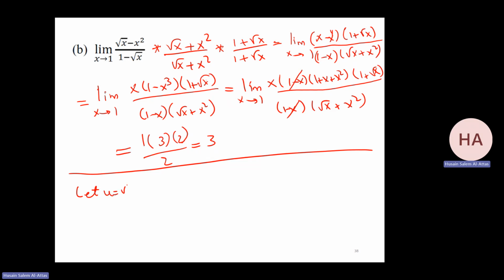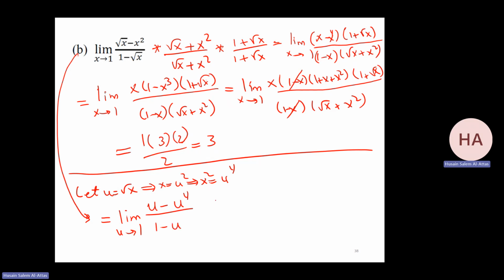Let me do it by the let method. If you let u equal square root of x, what will you get? I need x squared. So x equals u squared, so x squared equals u to the power 4. So this limit, I'll write it now in terms of u. If x goes to 1, then u goes to 1, and you have u minus u to the power 4 over 1 minus u. Done. So you have the limit as u goes to 1 of u times 1 minus u cubed over 1 minus u. Now I can factor this.